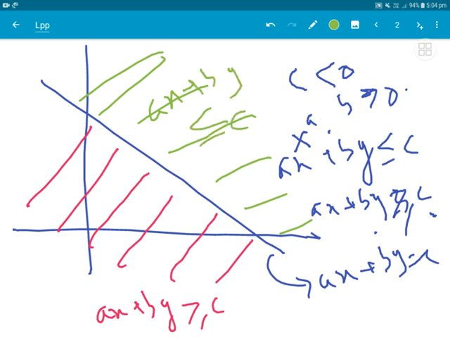So again here we are getting two portions, with this one as a boundary. And again with respect to the origin, we are determining which portion is this one and which portion is this one.